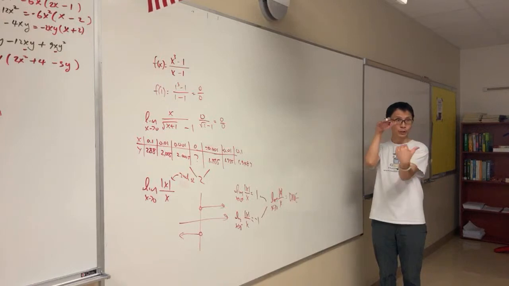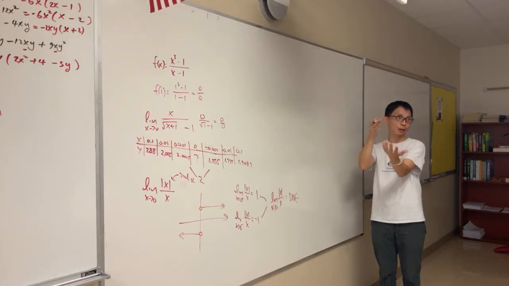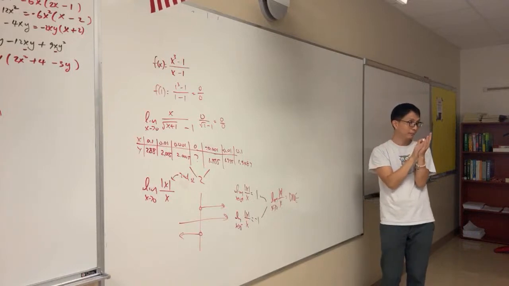So if they reach 2 different things, that does not exist. If they reach one value, that exists, that value which they reach. Are we okay here? Yeah.